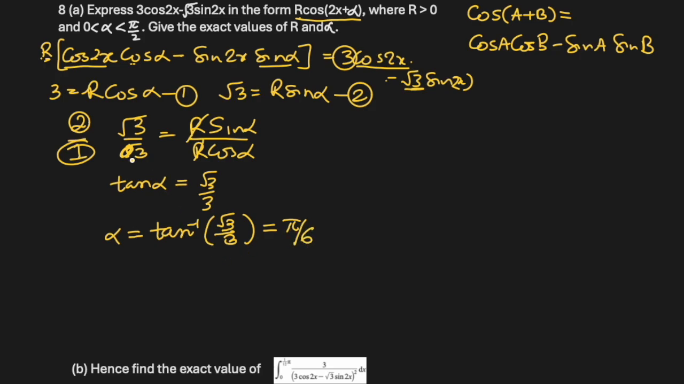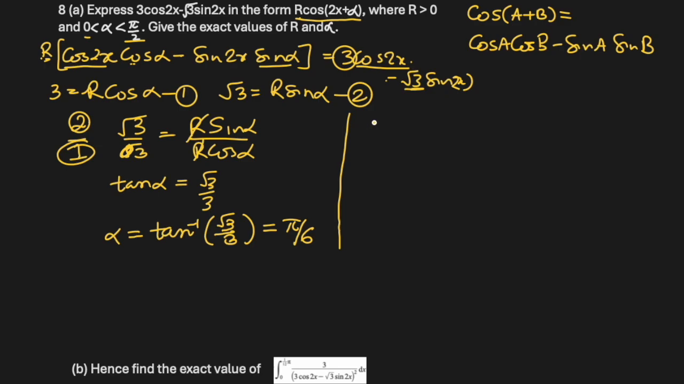Pi over 6. And that's what they said. Alpha is between 0 and pi by 2. Pi by 6 is the answer. Now, to find r, there is a shortcut, but I will explain the whole process to you. Then you'll be able to understand that better.